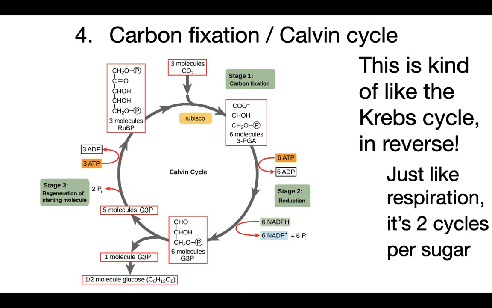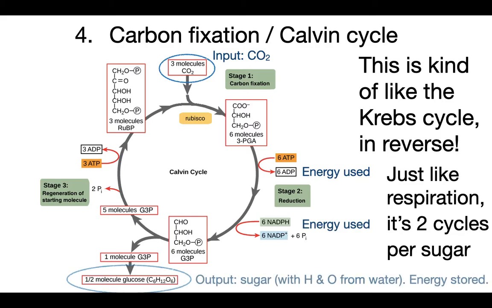That happens through what's called the Calvin cycle. Again, this is all review from video 3. It's like the Krebs cycle, but in reverse. And just like in the Krebs cycle, in cellular respiration, there are 2 turns of the Calvin cycle for every sugar molecule that's produced. You'll see at the bottom here, we're looking at an output of a half sugar, half of a molecule of glucose. Stored energy there, and then those half molecules get separately assembled into sugar.